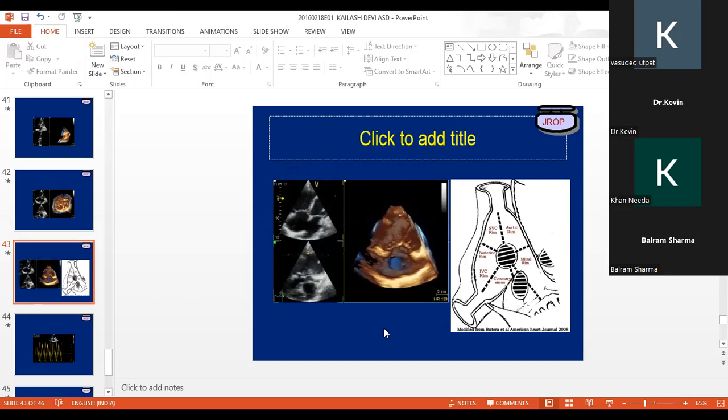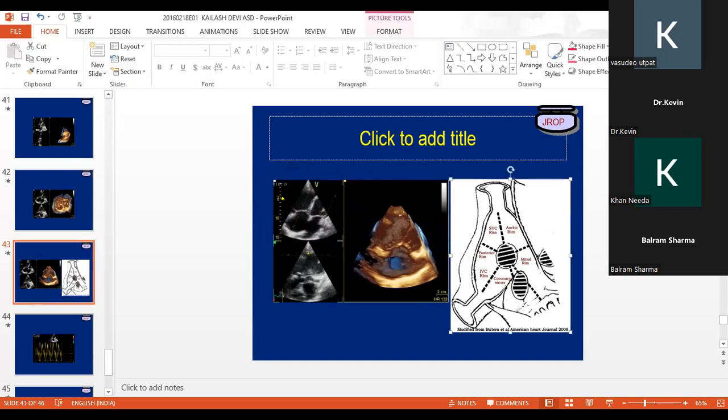Is that okay? Yes, sir. Very nicely explained, sir. Right. Thank you. One doubt. Go ahead. Regarding Ebstein's anomaly, sir, the apical displacement of the tricuspid valve should be about 20 millimeter or 8 millimeter?